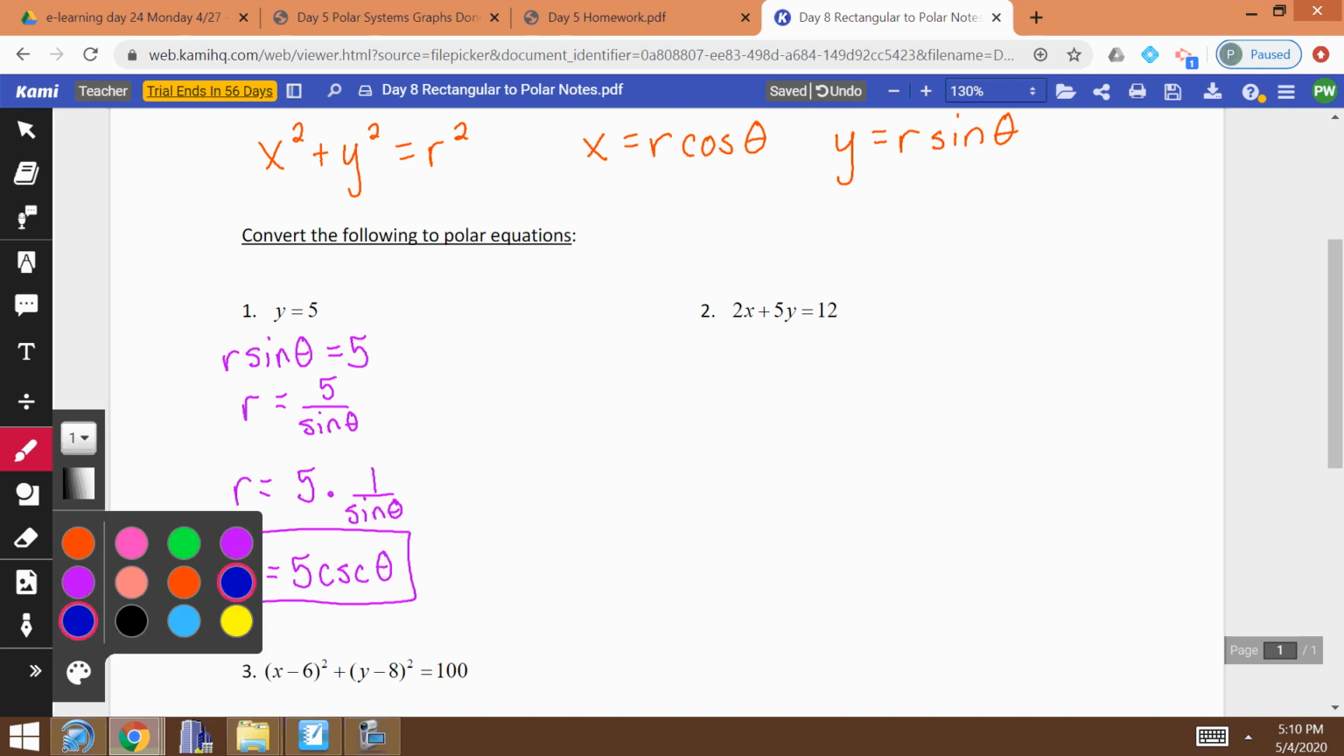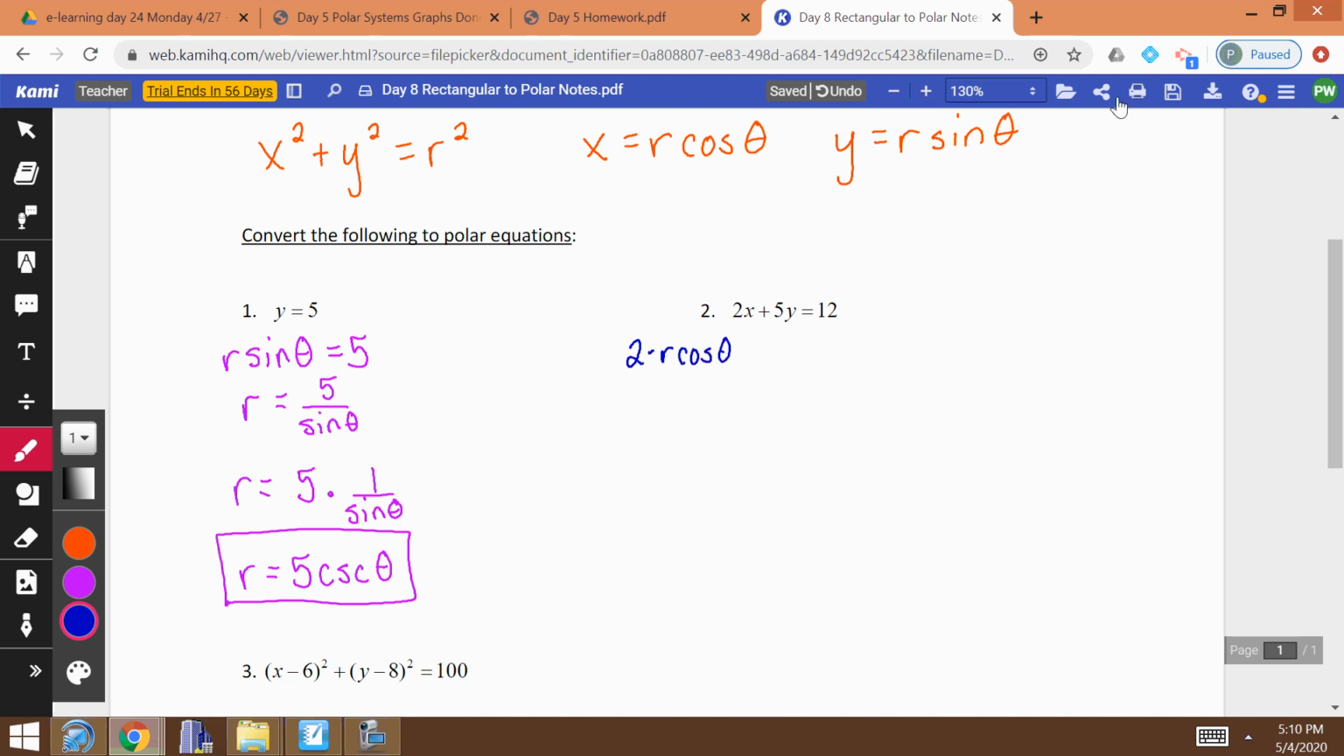So looking at number 2, our example. Again, notice we have an x and we have a y. So those are easy to replace. We're going to replace the x with an r cosine theta. We're going to replace the y with an r sine of theta. Again, we want to get this back into our regular polar form. So that means we really want to solve for r.